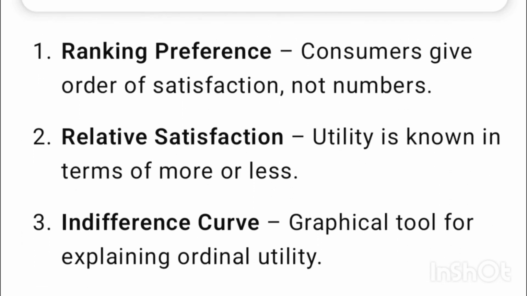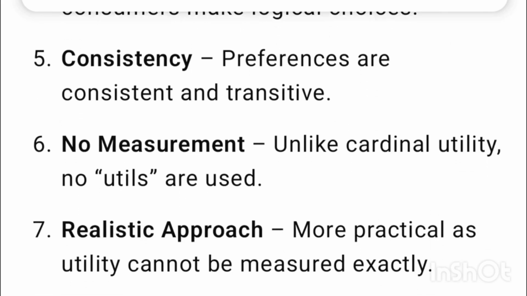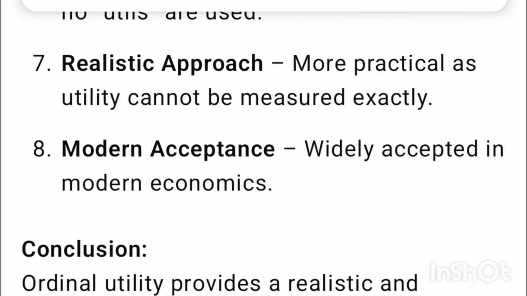Ranking preference. Consumers give order of satisfaction, not numbers. 2. Relative satisfaction. Utility is known in terms of more or less. 3. Indifference curve. Graphical tool for explaining ordinal utility. 4. Rational behavior. Assumes consumers make logical choices. 5. Consistency. Preferences are consistent and transitive. 6. No measurement. Unlike cardinal utility, no utils are used. 7. Realistic approach. More practical, as utility cannot be measured exactly. 8.